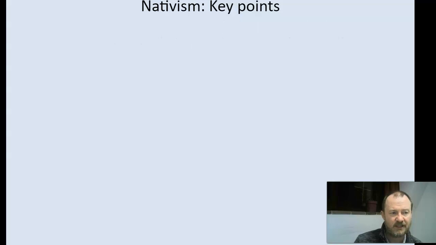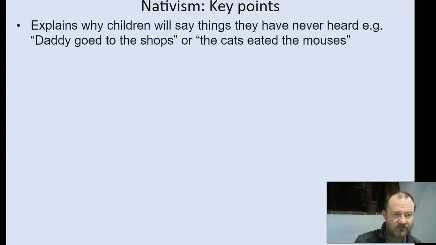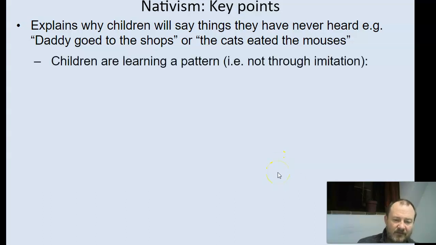Moving on to nativism. Some key points of nativism are that it does explain why children will say things that they have never heard. Whereas behaviorism has no explanation for children producing utterances that they have never heard any adults say, such as Daddy go to the shops and the cats eat at the mouses. Nativism would say that they are learning a pattern. They are still figuring out the rules.